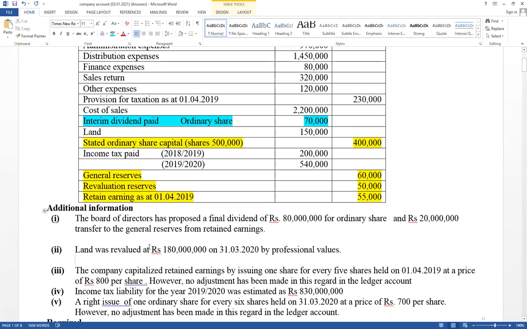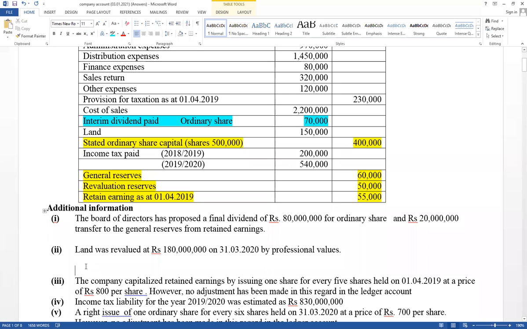It has given land was revalued at 180 million on 31st March 20 by professional valuer. Land is a non-depreciable asset. You have to calculate revaluation profit and loss. Revaluation profit and loss can be calculated by comparing cost value and revaluation amounts. See the trial balance, it has given land cost value. Cost value of land available in trial balance equals 150,000.